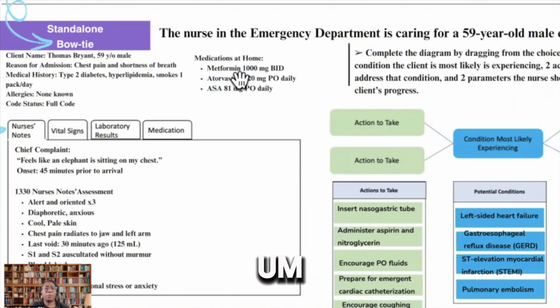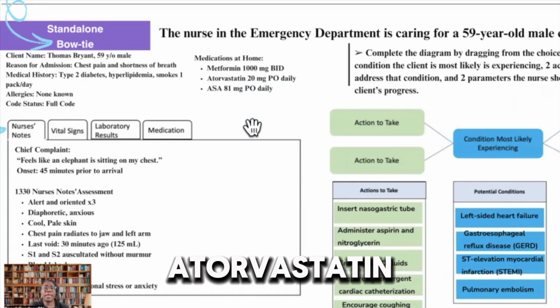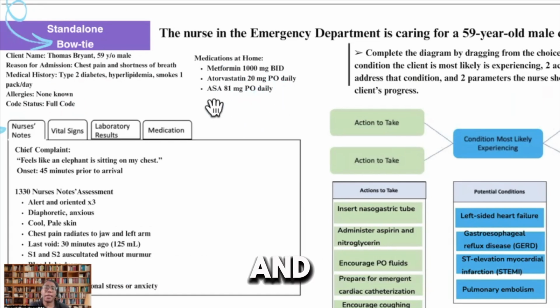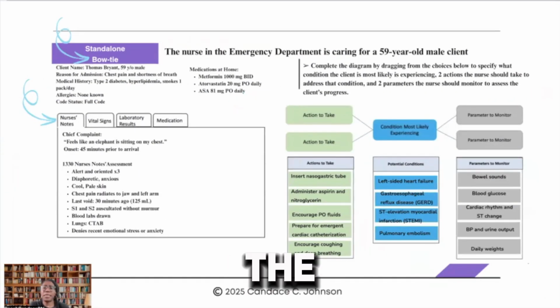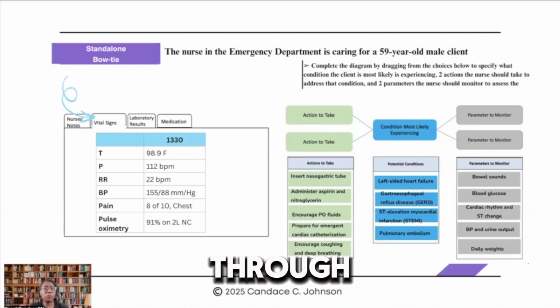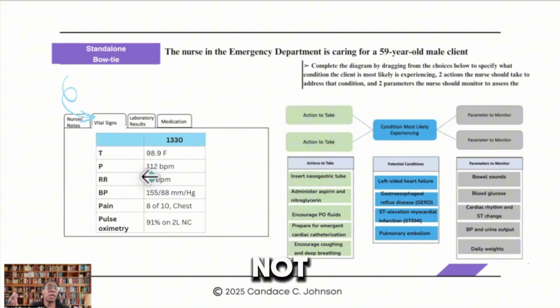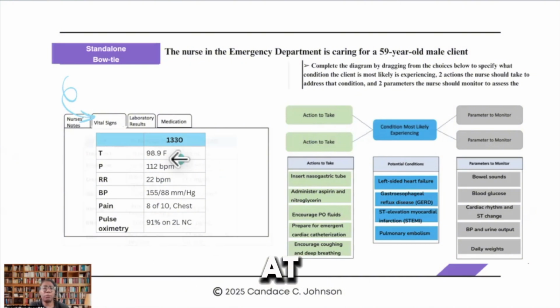The meds that Mr. Bryant takes are listed here: metformin, 1,000 milligrams BID, atorvastatin, 20 milligrams PO daily, and aspirin, 81 milligrams PO daily. That's the information we have. We also have some basic vital signs information. Yes, on the NCLEX, it's possible that you'll have 2 or 3 tabs, maybe even 4 tabs, and you'll be able to toggle through those EMR tabs, although the question will remain the same, and it's usually not a whole lot of additional extra data. So we got some vital signs there.